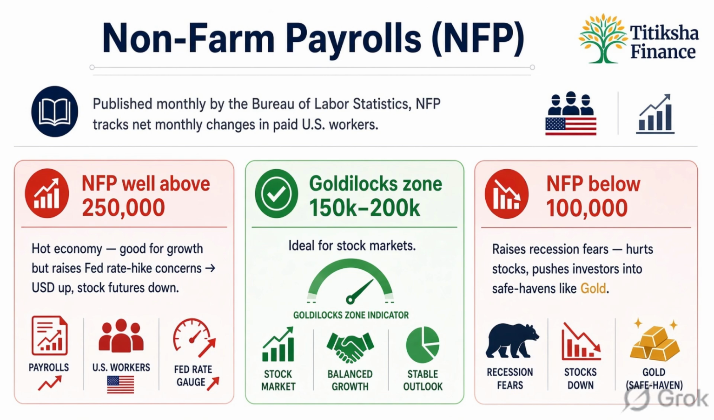A print below 100,000 raises recession fears, hurting stocks and pushing investors into safe haven assets like gold. An NFP right in the Goldilocks zone of 150,000 to 200,000 is ideal for stock markets.